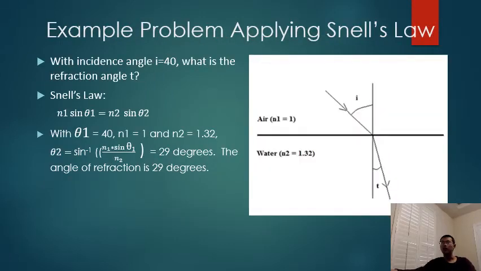Here is an example problem that applies Snell's law. With incident angle being 40 degrees, what is the refraction angle? We can use Snell's law to solve the problem. n1 times sine theta 1 equals n2 times sine theta 2. With theta 1 being 40, n1 equal to 1, and n2 equal to 1.32, then we can figure out that theta 2 equals arc sine of n1 times sine theta 1 divided by n2, which equals 29 degrees. This means the angle of refraction is 29 degrees.